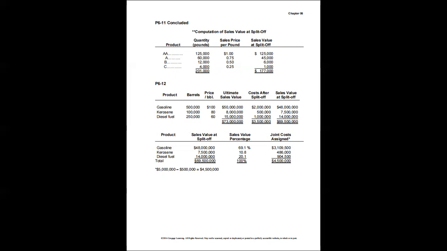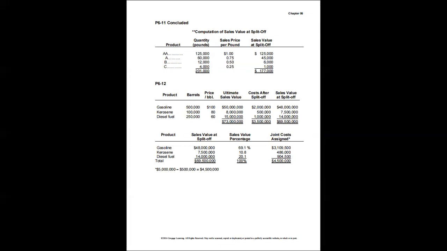50,000 minus 2,000 equals 48,000. 500,000 deducted from 8 million equals 7.5 million, and diesel oil 14 million. For ultimate sales value, we have 73 million. Cost after split off 3.5 million. Sales value at split off of 69.5 million.